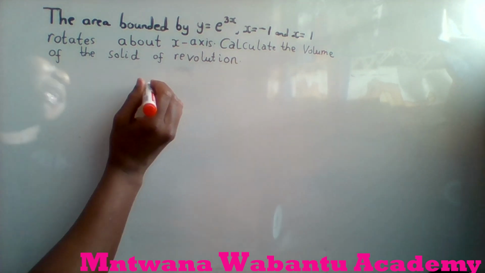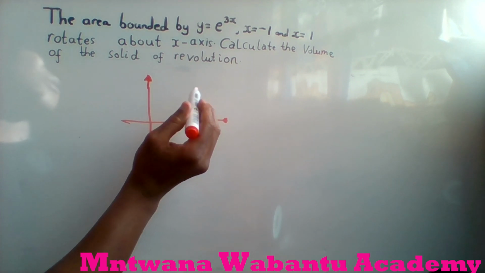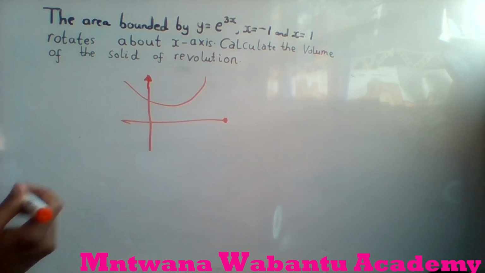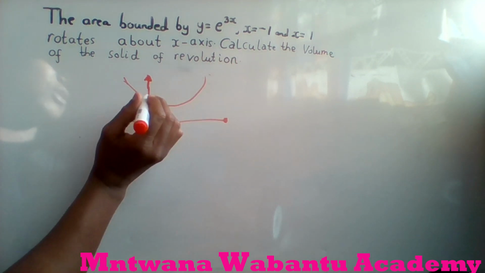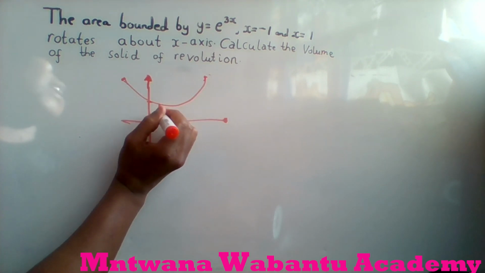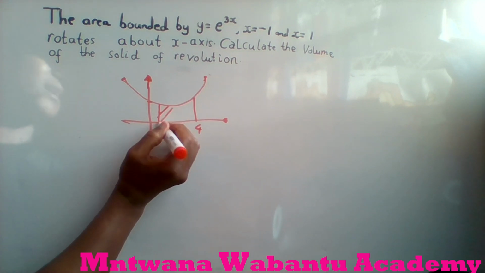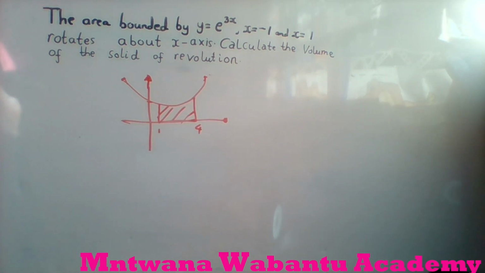Okay, let's assume we have a Cartesian plane, and let's say we have a certain curve, say a quadratic. We want to get the area from 1 to 4. So this is the area bounded between the curve and the x-axis. You see what I'm saying?